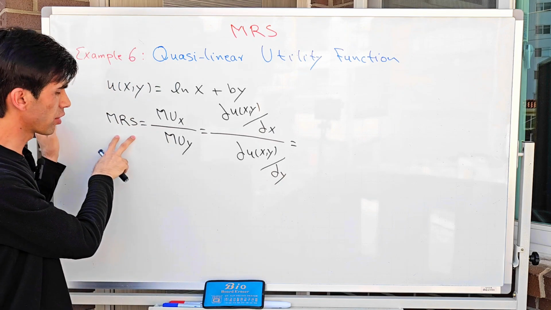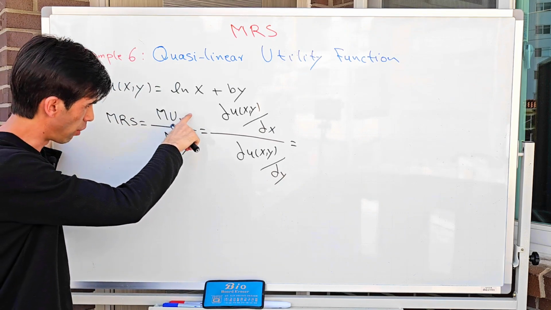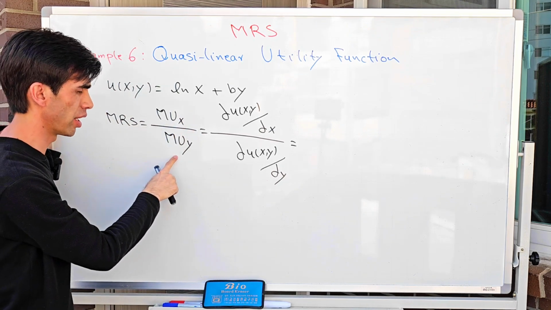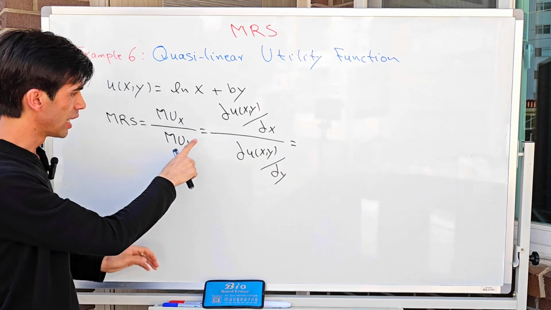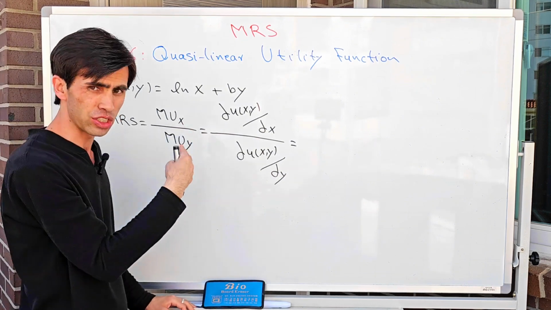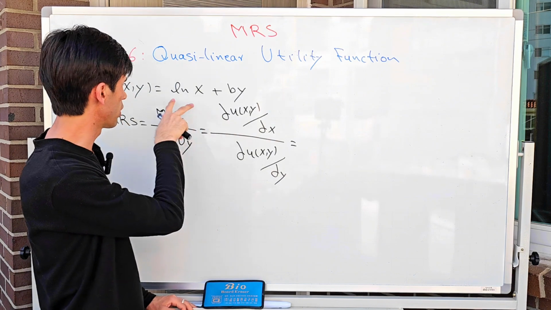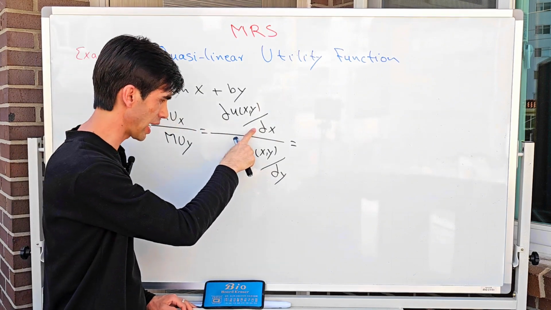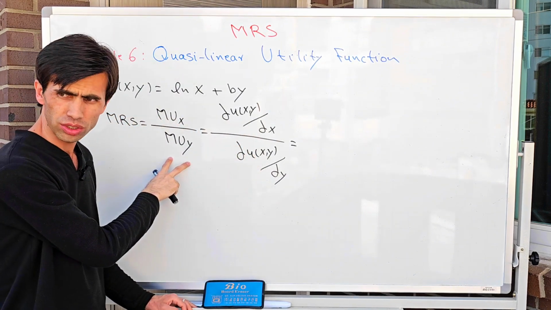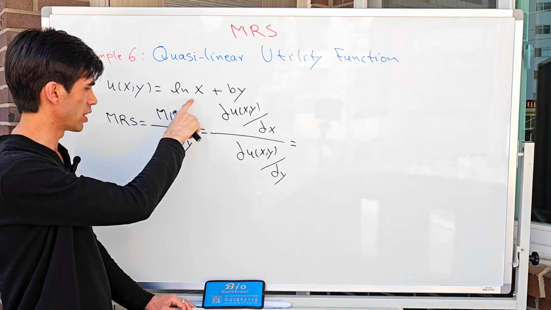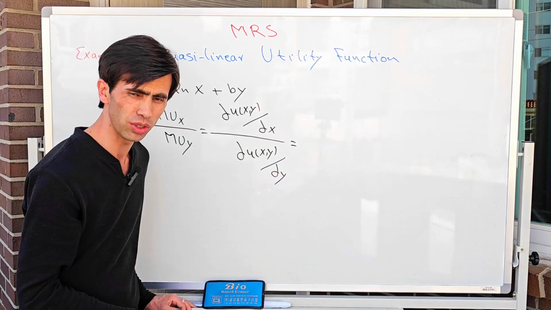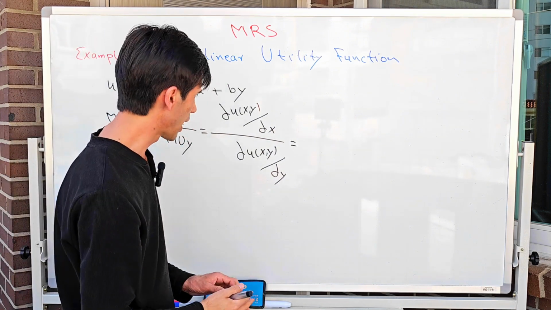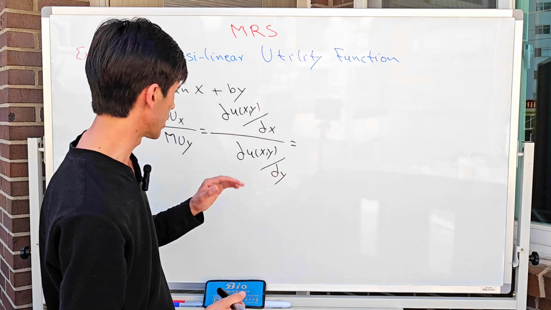So then the marginal rate of substitution is equal to the marginal utility of x divided by the marginal utility of y. The marginal utility of x, as you know, is equal to the partial derivative of this utility function with respect to x, and the marginal utility of y is equal to the partial derivative of this utility function with respect to y. So as simple as it is, let's go find it out.